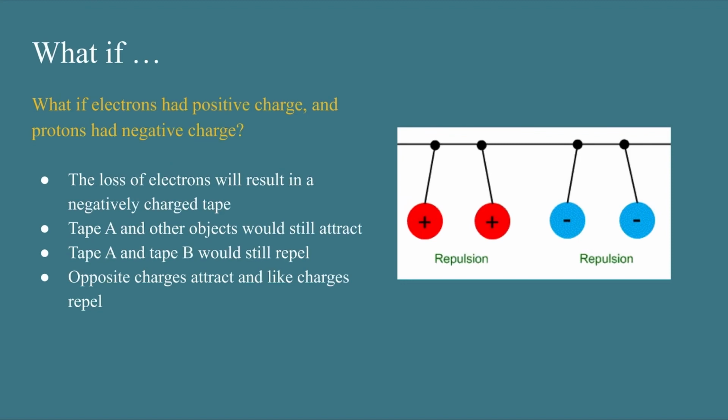What if electrons had a positive charge and protons had a negative charge? The loss of electrons would result in a negatively charged tape. Other than that, there isn't anything else that would change. Tape A and other objects would still attract, and tape A and tape B would still repel. We would see the same interactions because opposite charges attract and like charges repel.